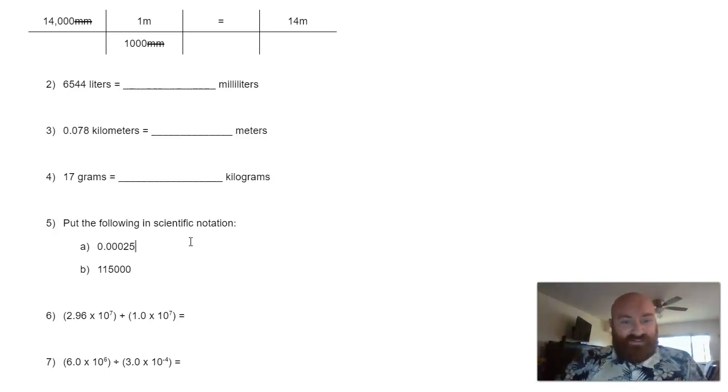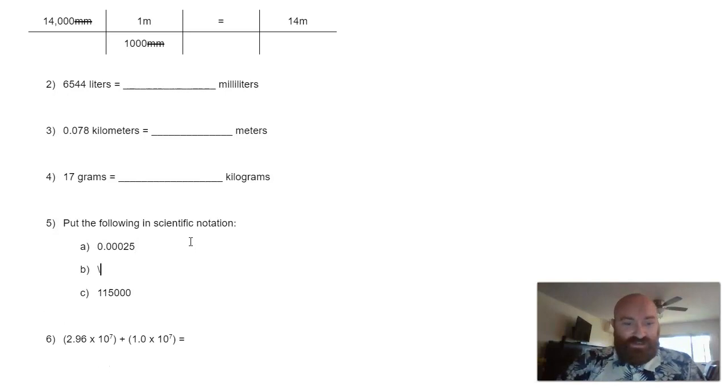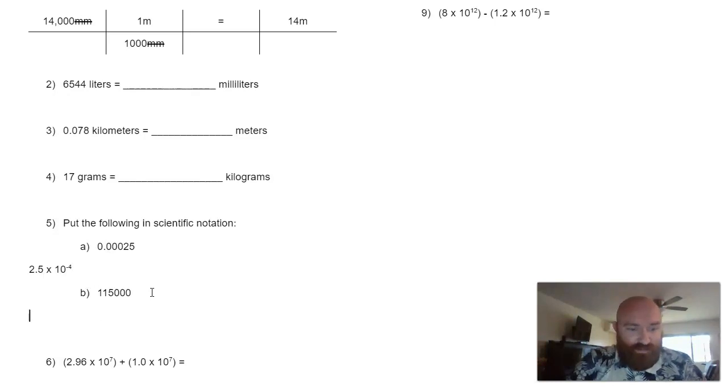Over here, we have scientific notation. In scientific notation, we want to make this number between 0 and 10, so 2.5, and I move the decimal over 1, 2, 3, 4 times. So this would be times 10 to the negative fourth. This is going to be the opposite, right? So this is going to be 1.15, because that number is between 0 and 10, but I'm going to move this over 1, 2, 3, 4, 5 times, just the other way. So this is times 10 to the fifth.